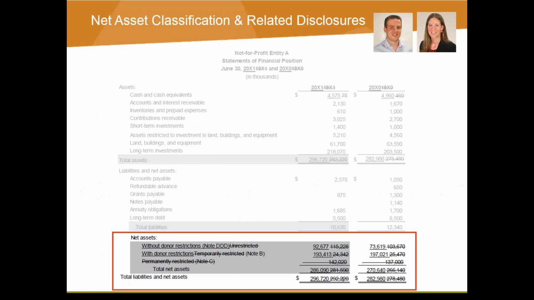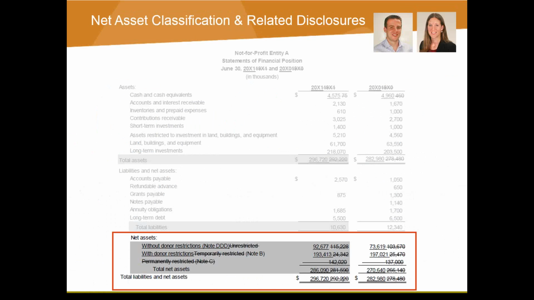You know, and I gotta say that this looks pretty easy to understand. I mean, without donor restriction, with donor restriction, no more having to explain what a temporarily restricted net asset is or a contribution. Do you guys agree with that? Yeah, I think it's much more straightforward. Yeah, like you said, it either has donor restrictions or it doesn't, and you see that here on the statement of financial position. That's good.